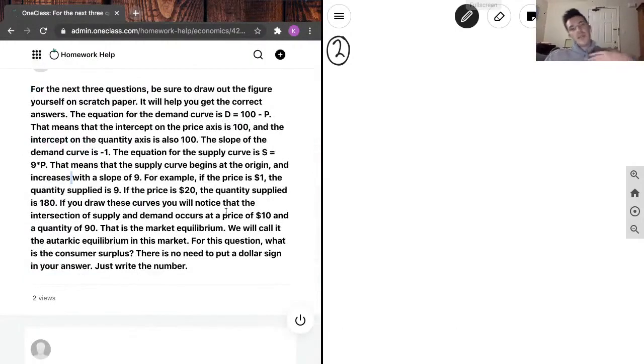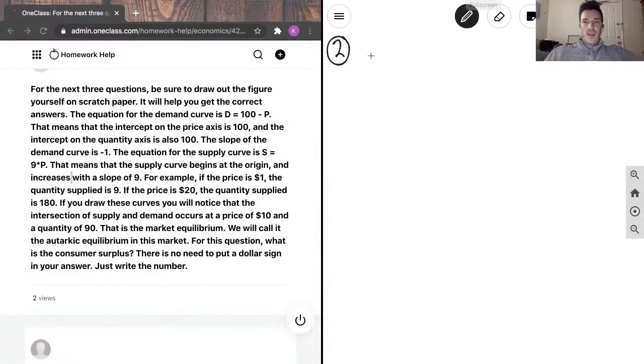Question 2. For the next 3 questions, be sure to draw out the figure yourself on scratch paper. It will help you get the correct answers. So the equation for the demand curve is D equals 100 minus P, and the intercept on the price axis is 100.